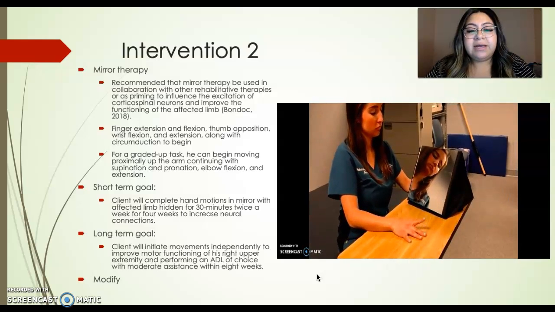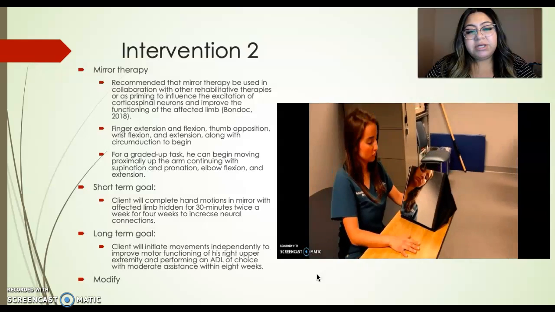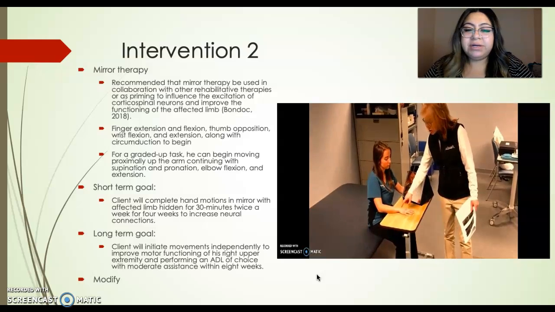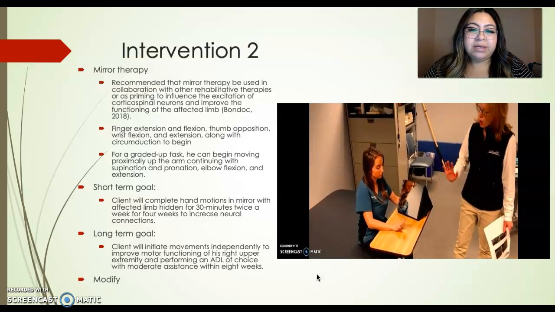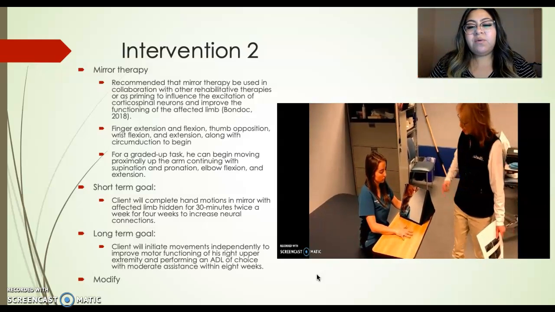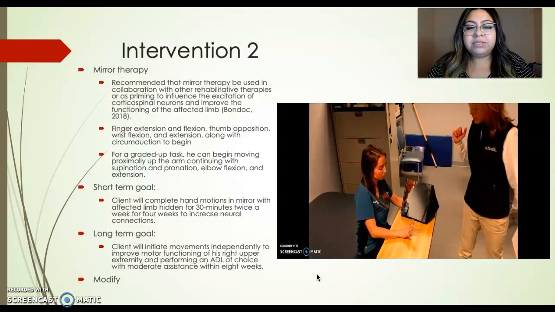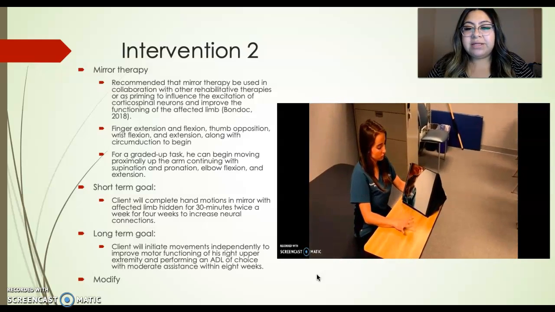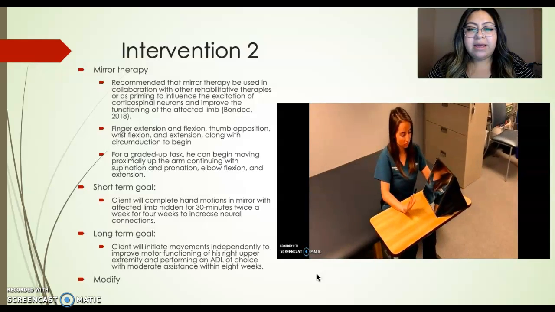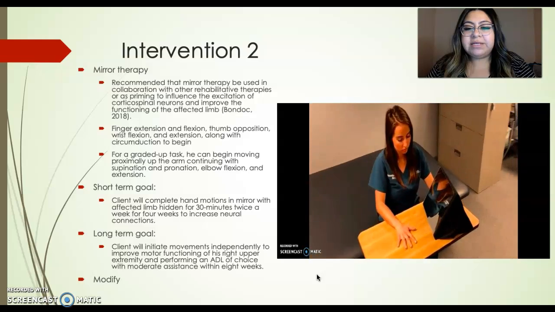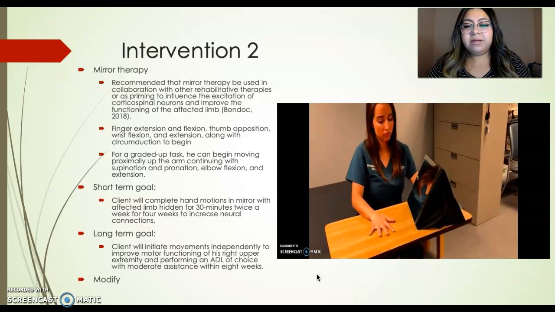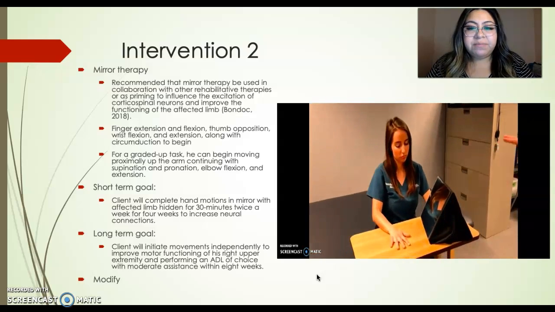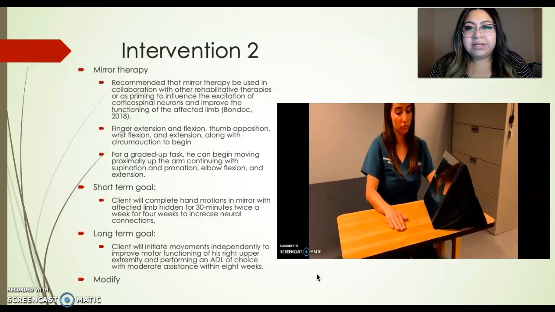Long-term goal is that the client will initiate movement independently to improve motor functioning of his right upper extremity and perform an ADL of his choice with moderate assistance within 8 weeks. To modify this task, you are also able to have a long mirror in between his lower limbs to also start doing that with lower limb movement. And if he's having trouble with this task because he does have some vision impairment on his left side, you can also patch that side to improve the visual imagery within that mirror therapy.